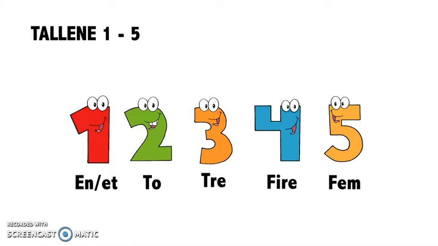These are the numbers 1 through 5 in Danish. Tallene 1 til 5. 1, 2, 3, 4, 5. These are what we call cardinal numbers. Cardinal numbers are simply how many we have. So in English, 1, 2, 3, 4, 5.